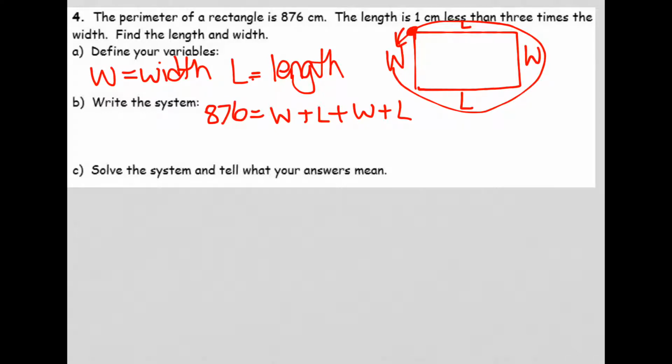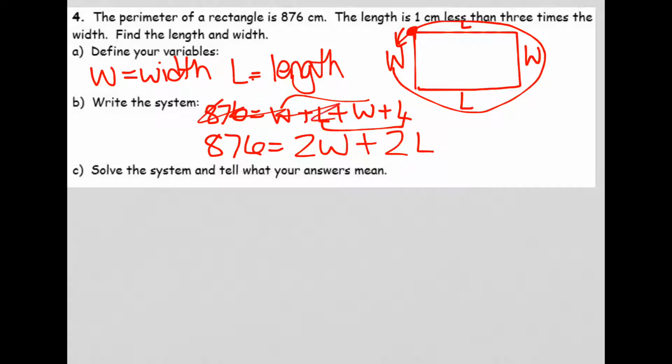That's what we just did. Can I simplify this a little bit? Sure. 876 equals 2 times the width plus 2 times the length. That also makes sense because W plus W is 2W, L plus L is 2L. Well, what else do we know? I'm not using this one anymore. So what else do we know about these two variables?